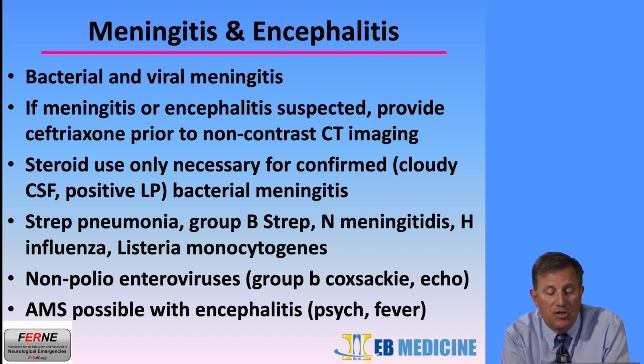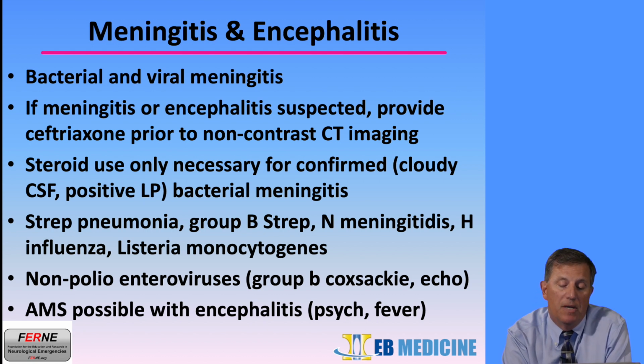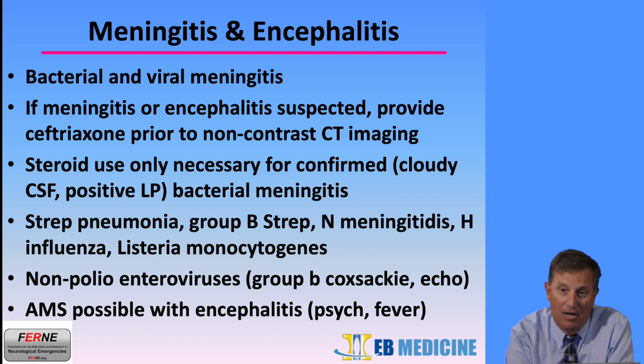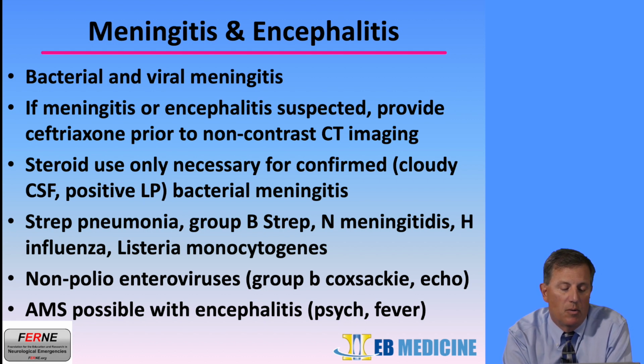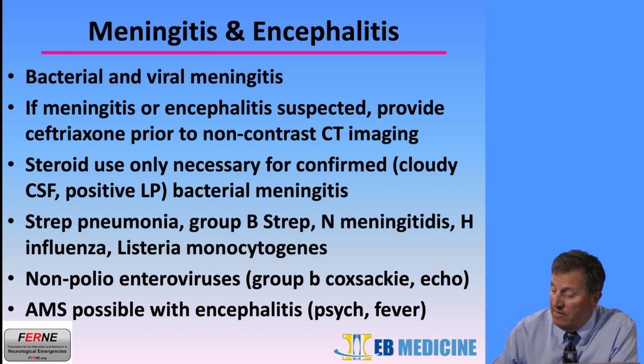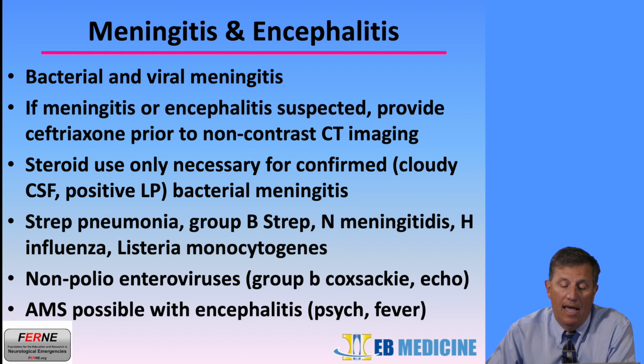What are the etiologies? Strep pneumonia, group B strep, Neisseria meningitidis, H influenza, and Listeria monocytogenes. Those are a lot to say. We also have to consider non-polio enteroviruses, including group B Coxsackie and echovirus. And remember that patients with encephalitis can have altered mental status. They can be normal one day and with viral encephalitis have acute psychosis.